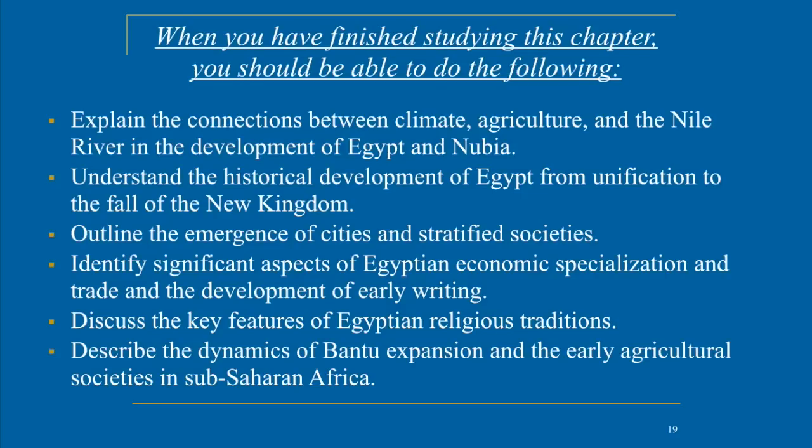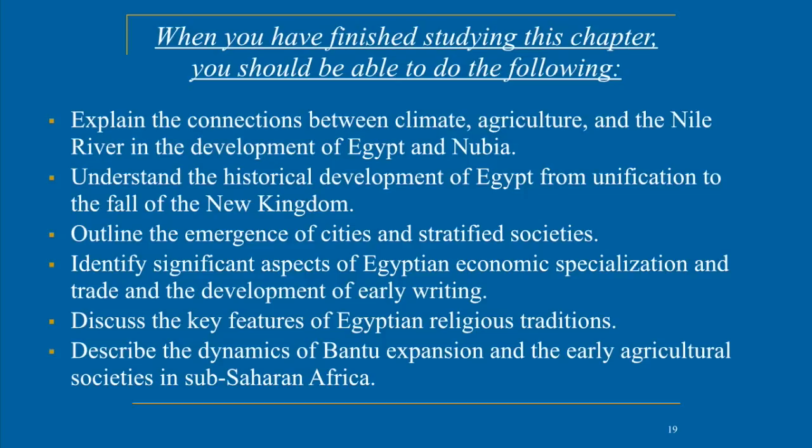Next, identify significant aspects of Egyptian economic specialization and trade and the development of early writing. Focus on specifically how Egyptian peoples ended up having very specialized jobs, and then they would eventually use those jobs to make trade, and how come they were using writing as a part of trade. It's very closely linked with the information we talked about in the past.